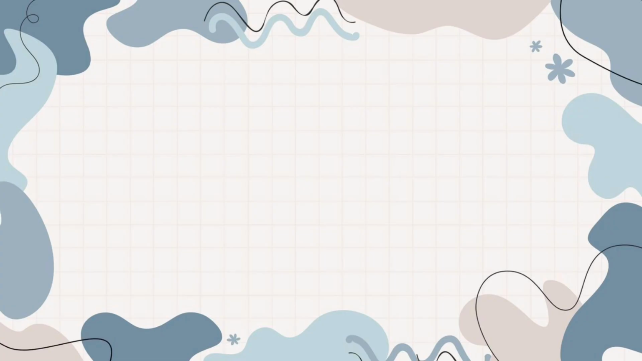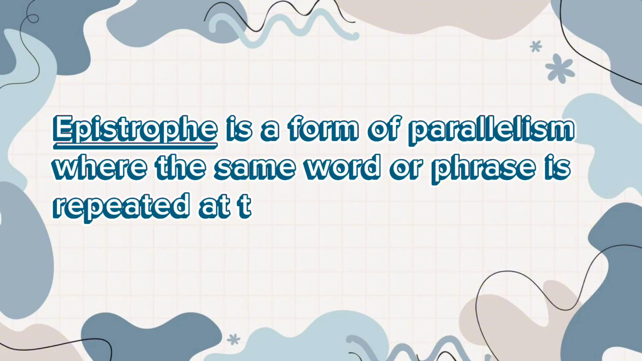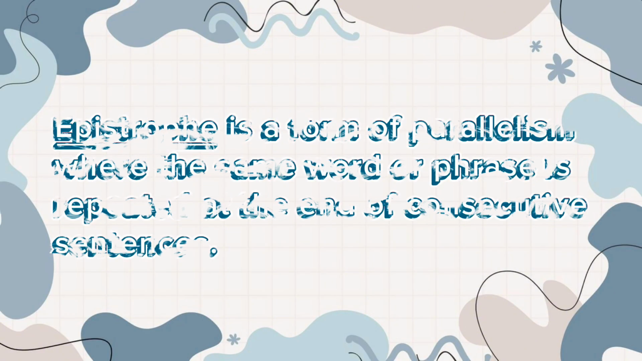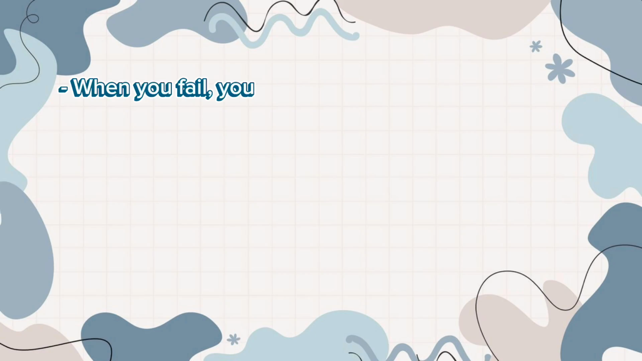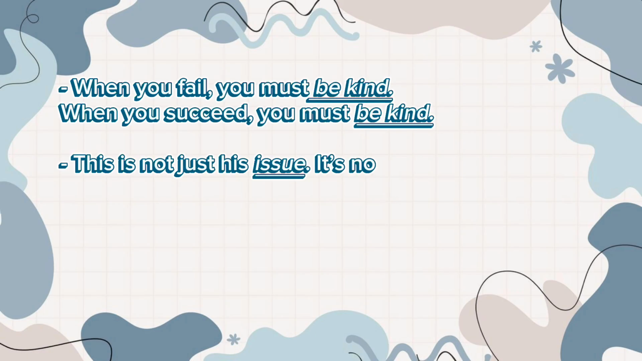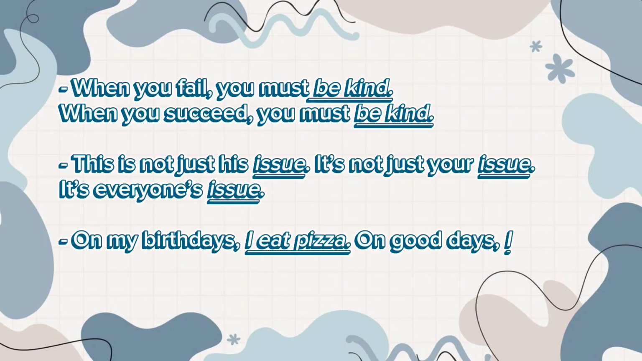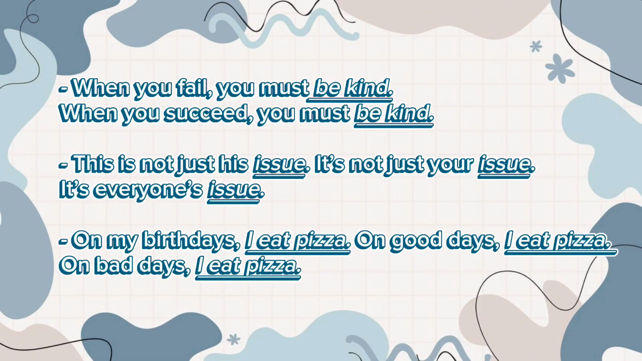Another advanced way to use parallelism is epistrophe. Epistrophe is a form of parallelism where the same word or phrase is repeated at the end of consecutive sentences. Now let's look at some examples of this. When you fail, you must be kind. When you succeed, you must be kind. This is not just his issue. It's not just your issue. It's everyone's issue. On my birthdays, I eat pizza. On good days, I eat pizza. On bad days, I eat pizza. In the examples provided, the repeated phrases be kind, issue, and I eat pizza at the end of sentences create parallelism through epistrophes.